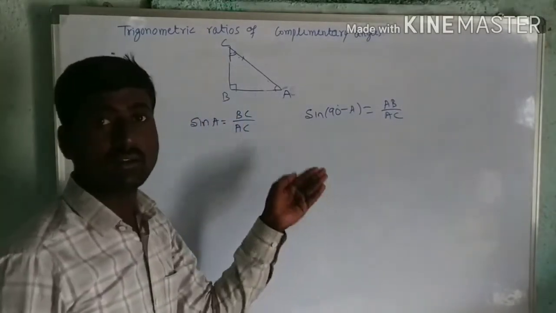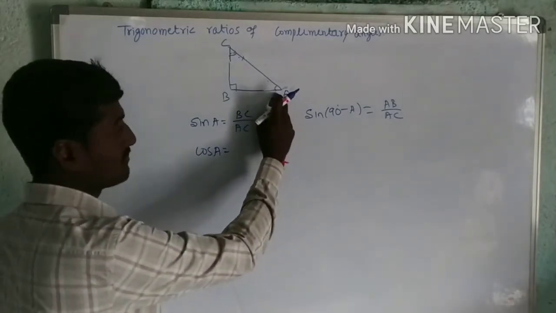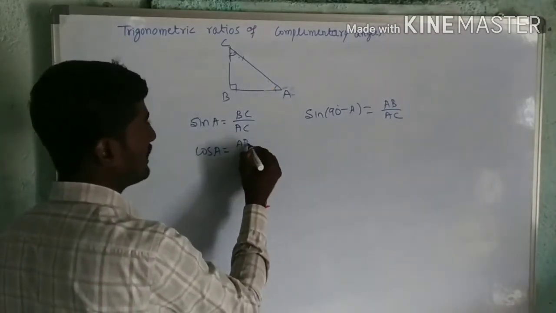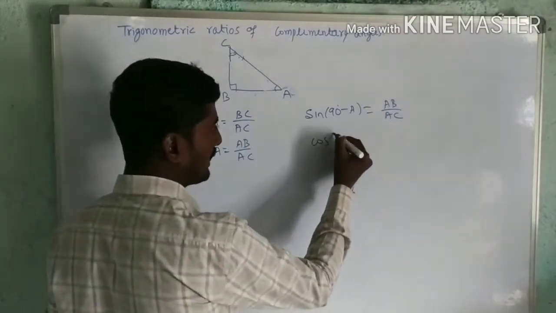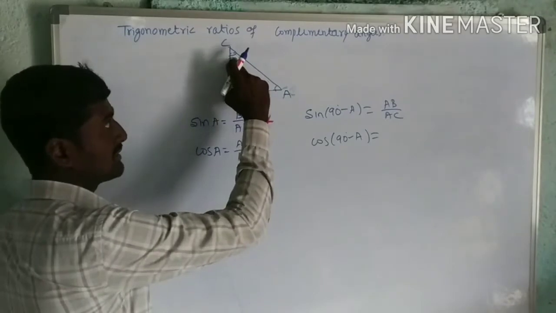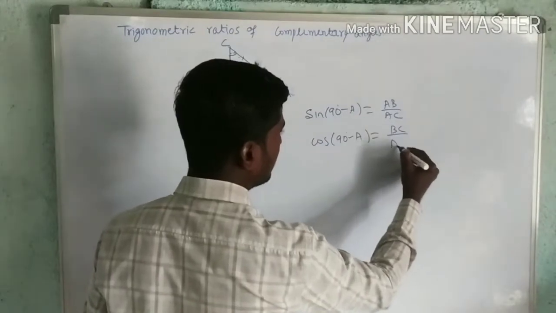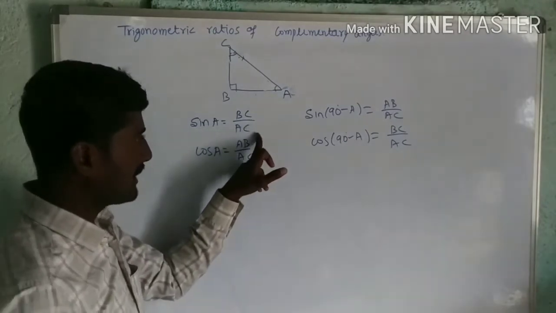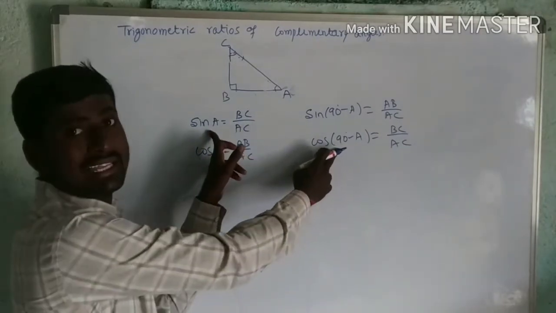Then sine is over, now I will go for cos. Cos A for this angle A: cos means adjacent by hypotenuse, that is AB divided by AC. Then for the same function, cos of 90 degree minus A, which means angle C. Cos is adjacent divided by hypotenuse, BC divided by AC. Now you observe this. Here also BC by AC, here also BC by AC. Now I can say that cos of 90 minus A is equal to sin A.